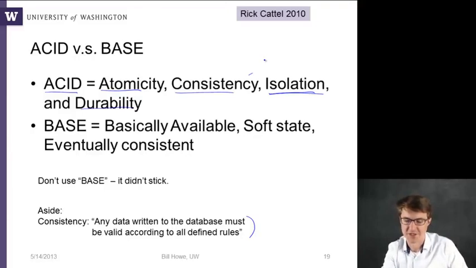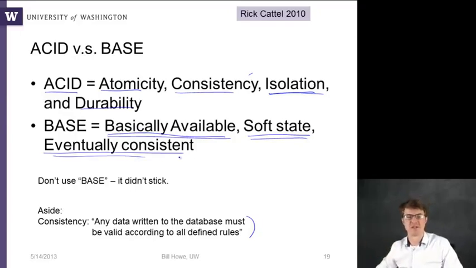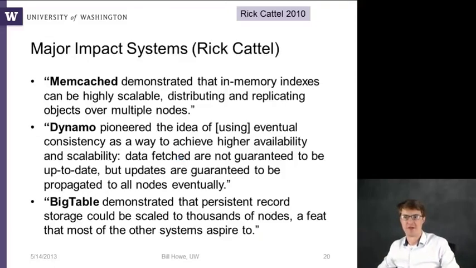And then the pun here is they tried to sort of force an acronym on BASE, and this isn't Rick Cattell. This came from elsewhere. But the idea is, well, it's basically available. There's some notion of soft state, and it's eventually consistent. And we talked about eventual consistency, at least an overview in the previous segment. Fine, that's all I'm going to say about that.